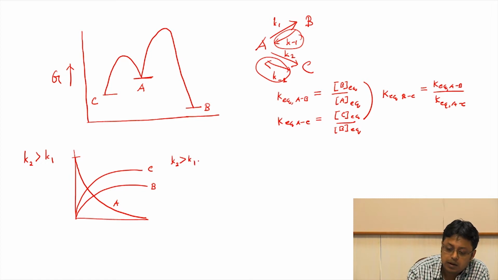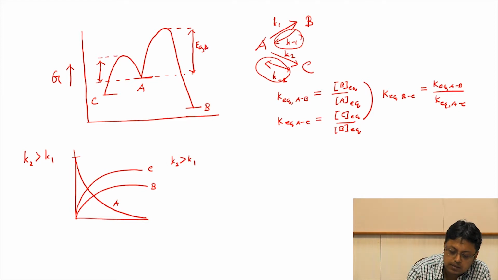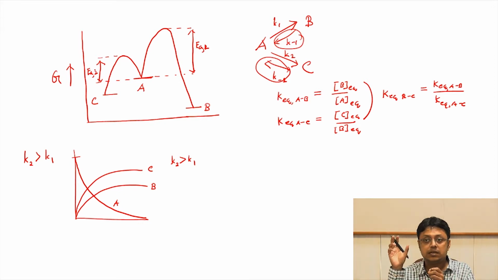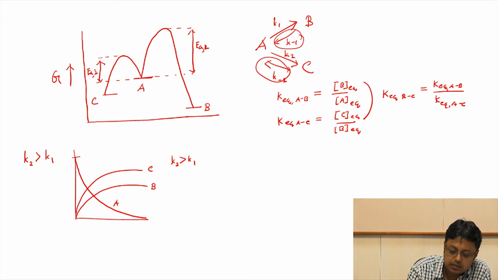Now what is K2 and K1? In the Arrhenius picture, K2 is related to the associated activation energy for this path, and K1 is related to the activation energy for this path. So this is the activation energy for path 1, and this is the activation energy for path 2. You see that since the activation energy is smaller for path 2, K will be larger because it goes as e to the power minus activation energy. So this reactant can easily cross this barrier because the height of the barrier is smaller than the other.